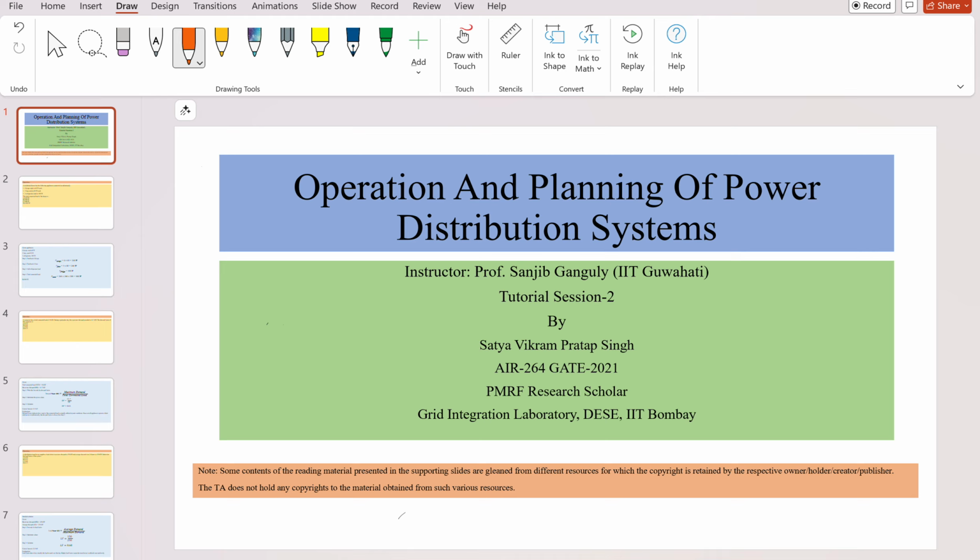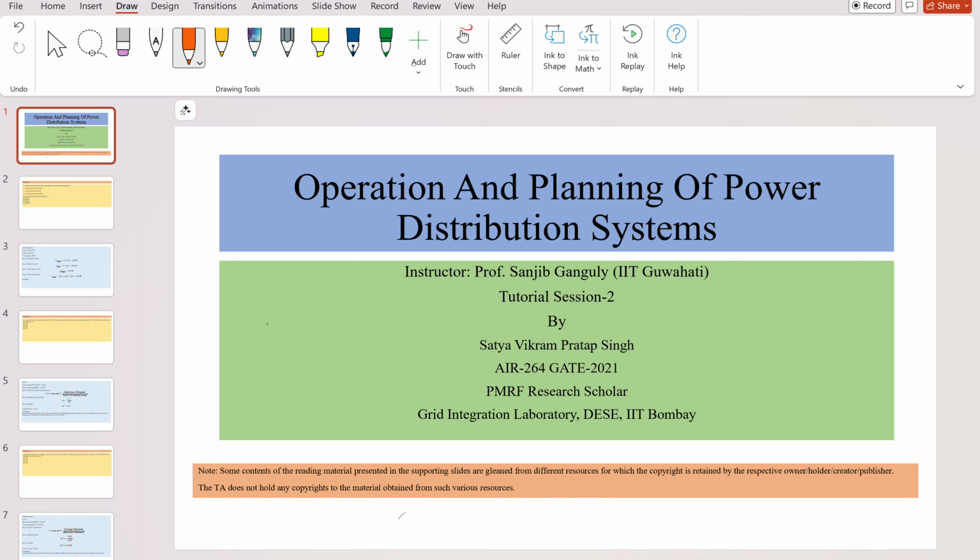So last session we have seen a few of the theoretical concepts, like the definitions of load factor, diversity factor, and everything. In this session we will solve a few small numericals to build the basic concepts, and we also have a few slides related to the second assignment, which will be helpful for solving it. So without wasting time, let's start the session.